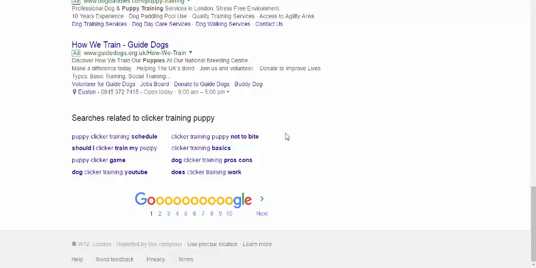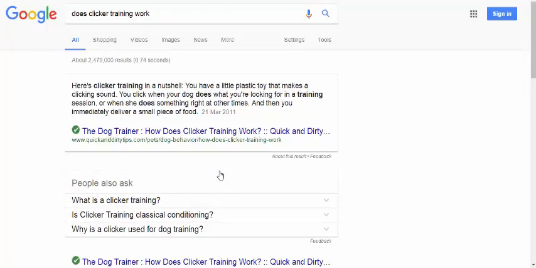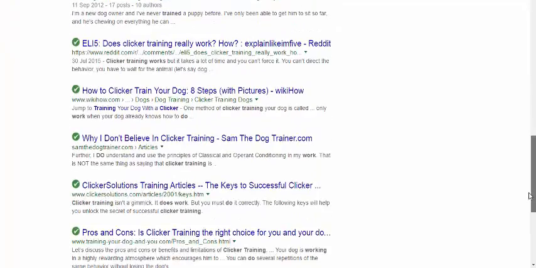You can do this for any keywords. You could have a whole grouping centered around weight loss techniques, around internet marketing, and so on. You simply keep going down to the searches related to section and having a look at what happens when you click on those to come up with endless content ideas. Does clicker training work? Wow, nearly 2.5 million results. Now that is a really interesting one.